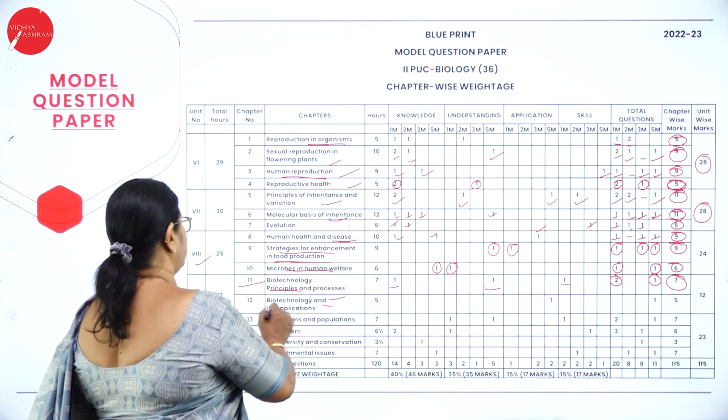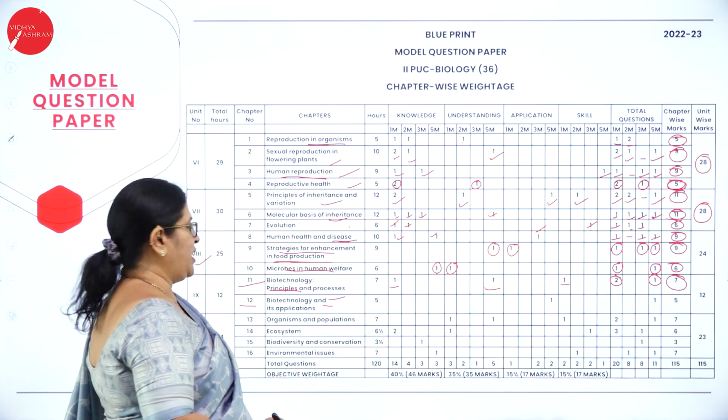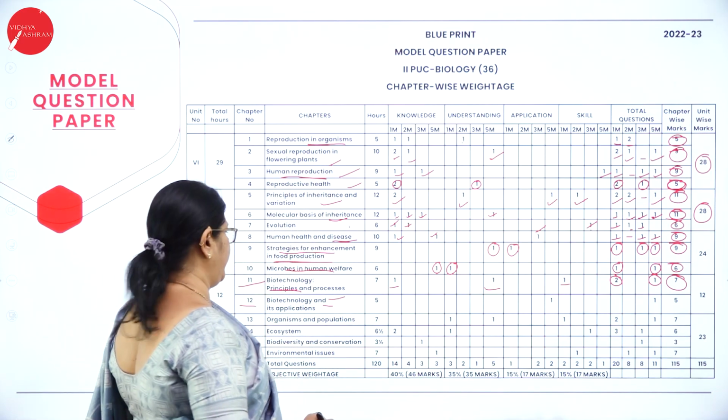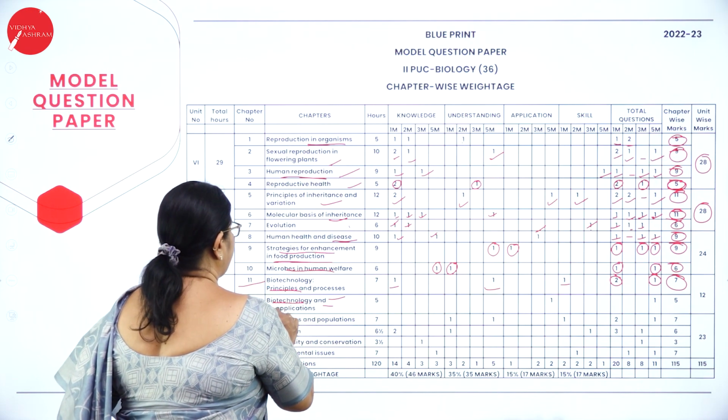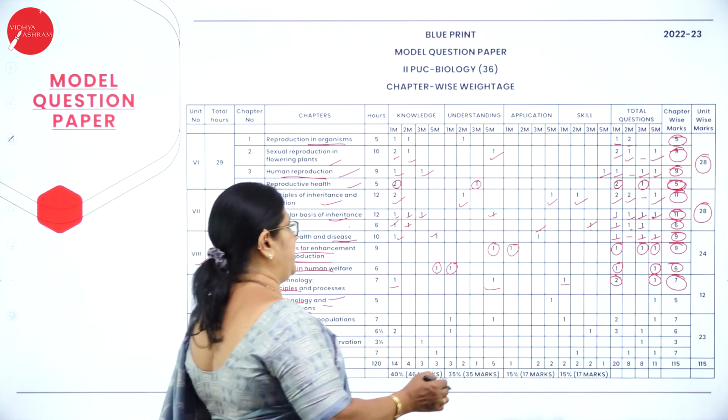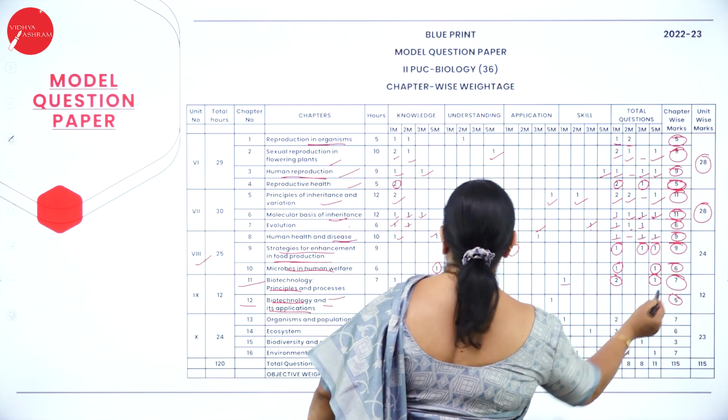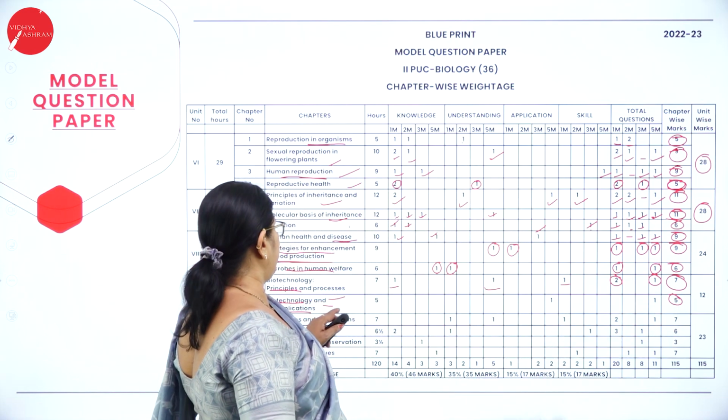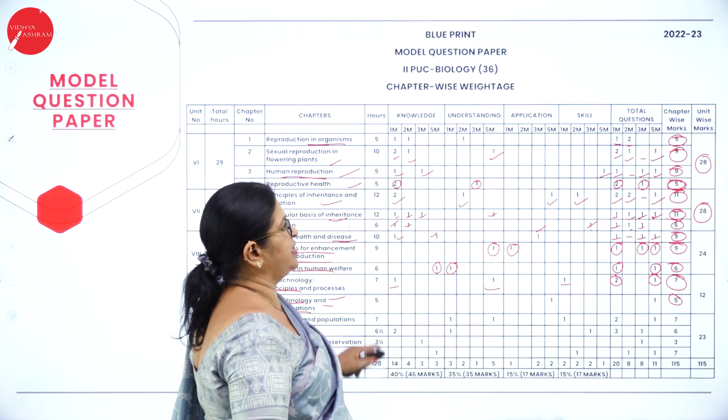Then moving on to chapter 12 of Unit 9, called biotechnology and its application, which has a weightage of 5 marks. Now, what will be the distribution of marks for this particular chapter?